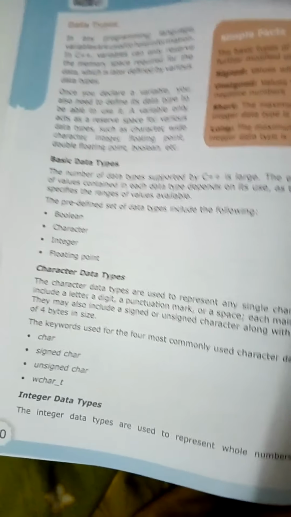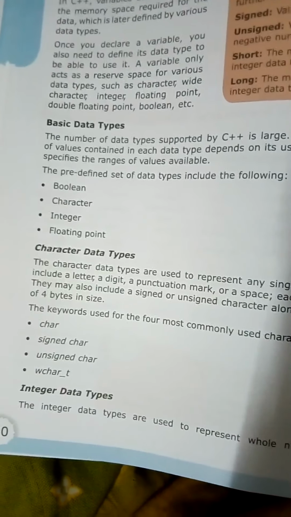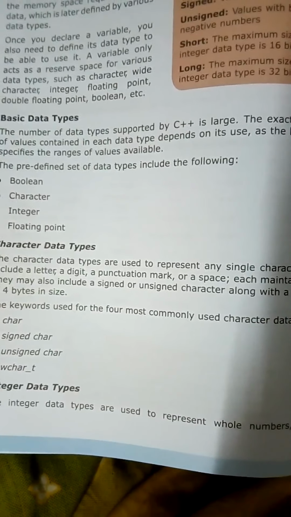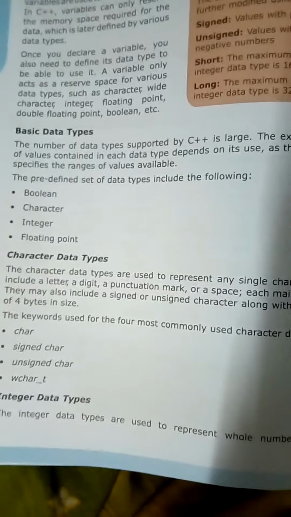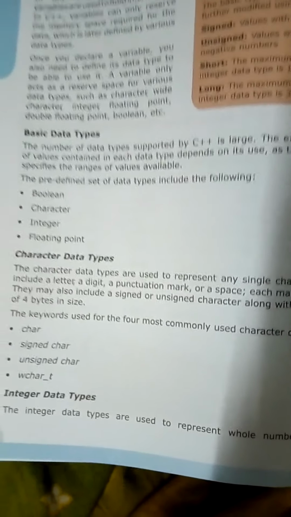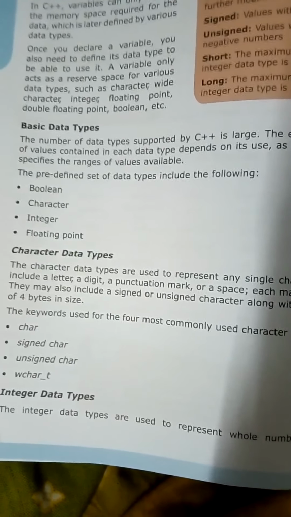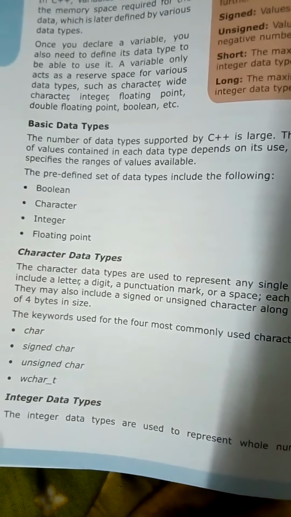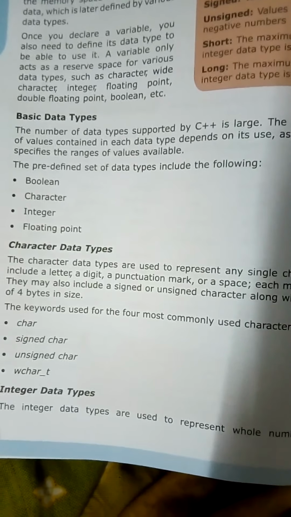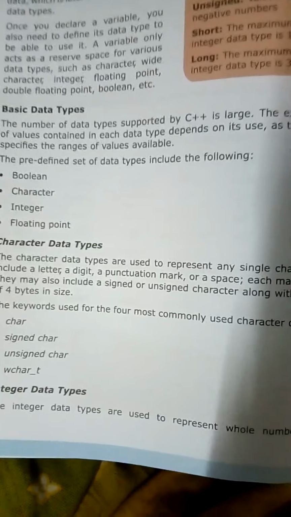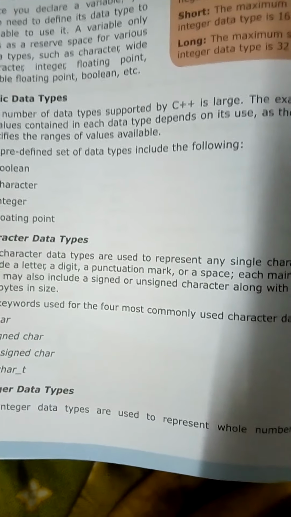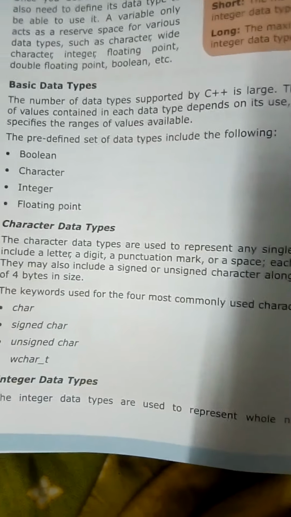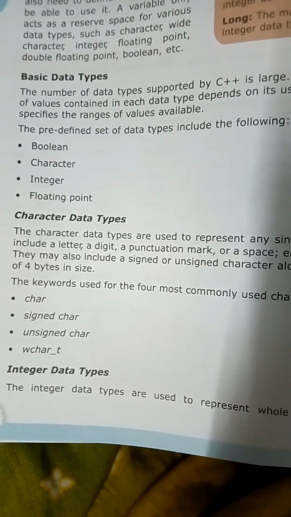Character is 1 byte in size, and it may also include signed or unsigned character along with wide characters of 4 bytes in size. For the character data type you can use these modifiers: char, signed char, unsigned char and wchar. Wchar means wide char, its size is 4 bytes, and char is 1 byte. Actually it is wchar_t, for wide character.